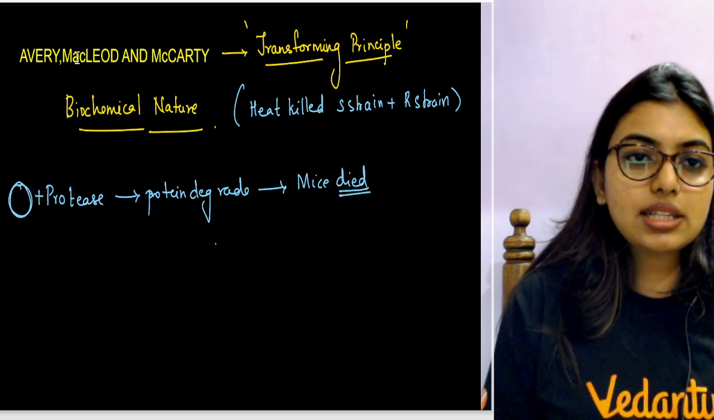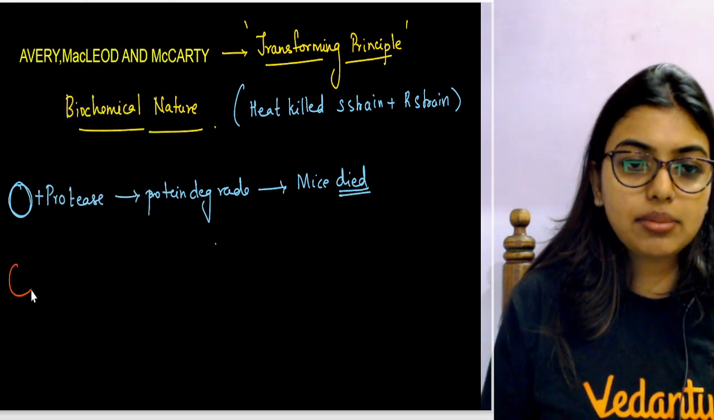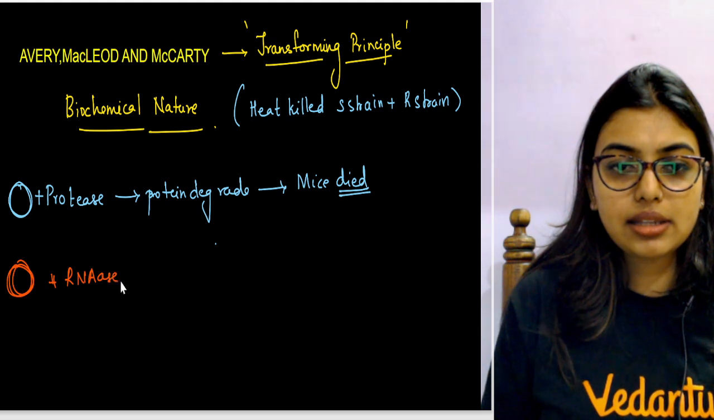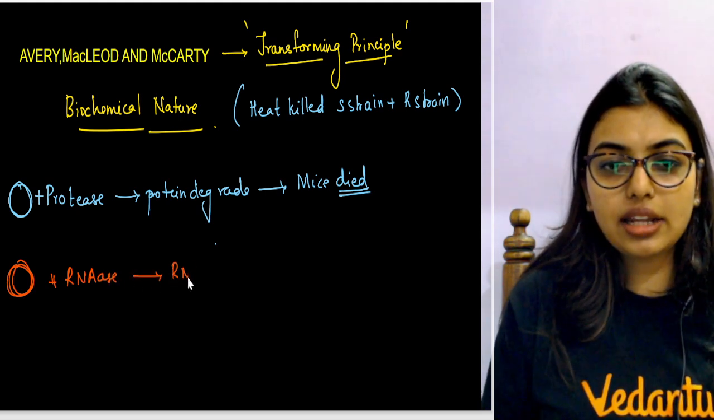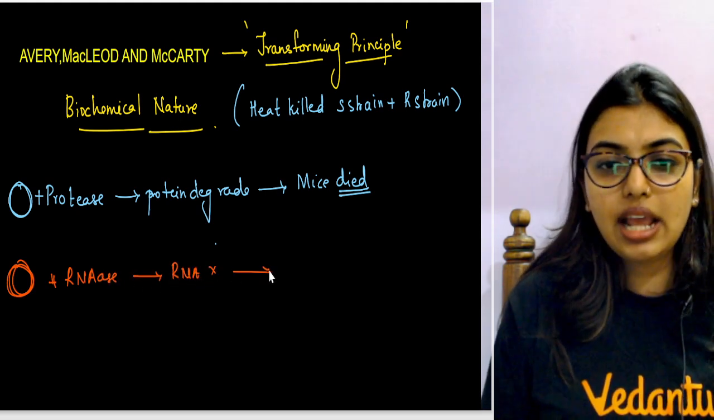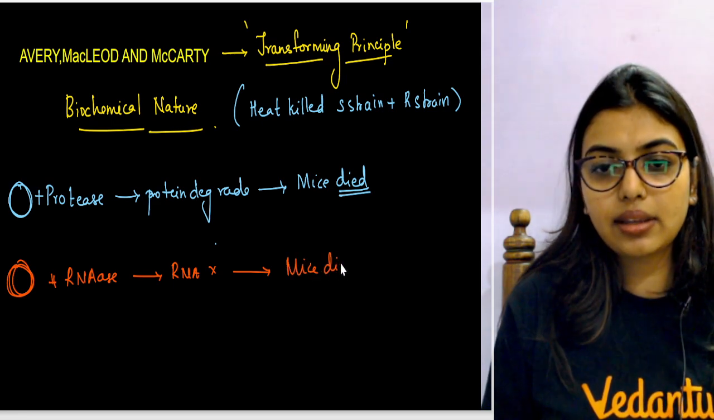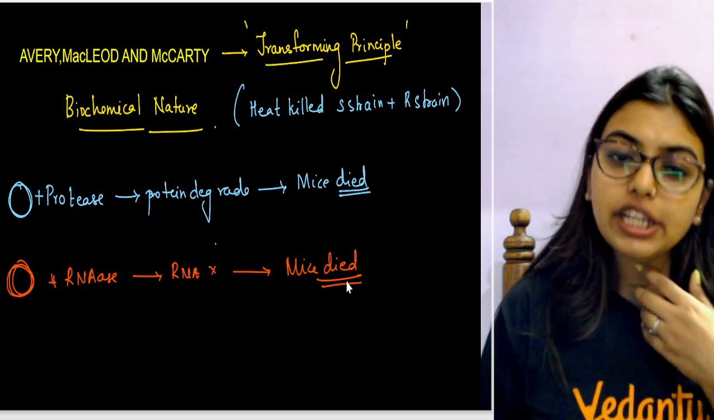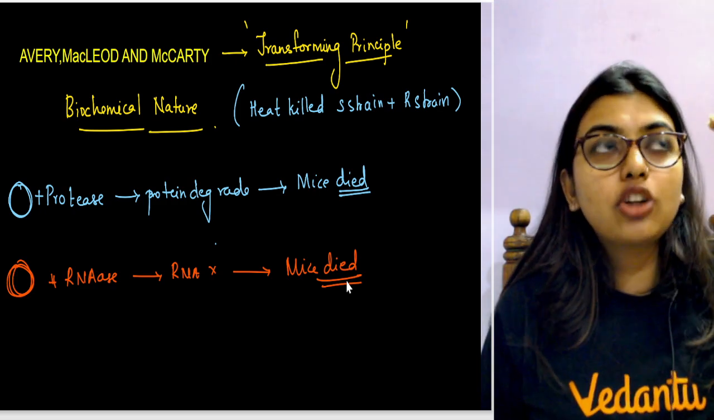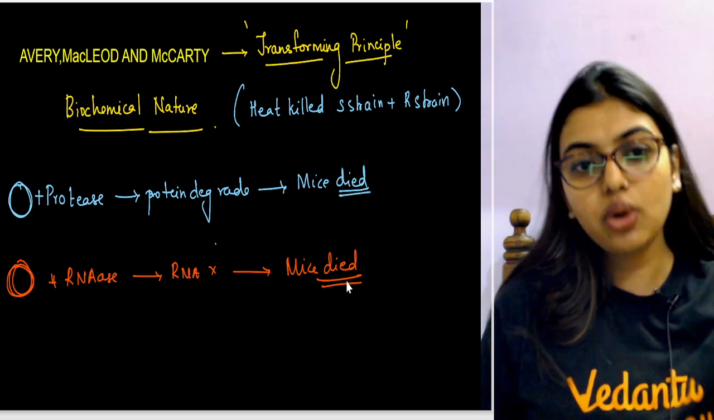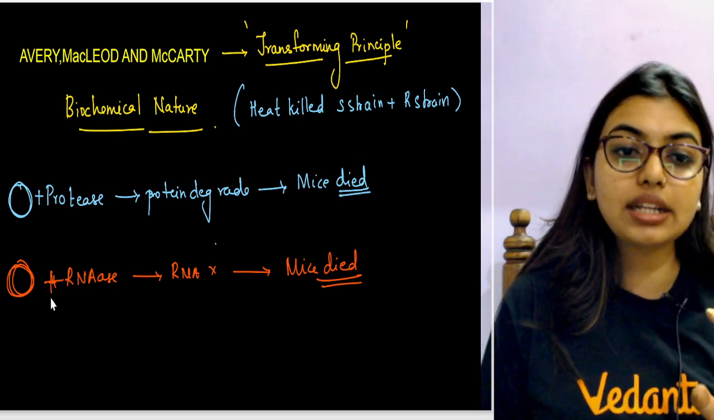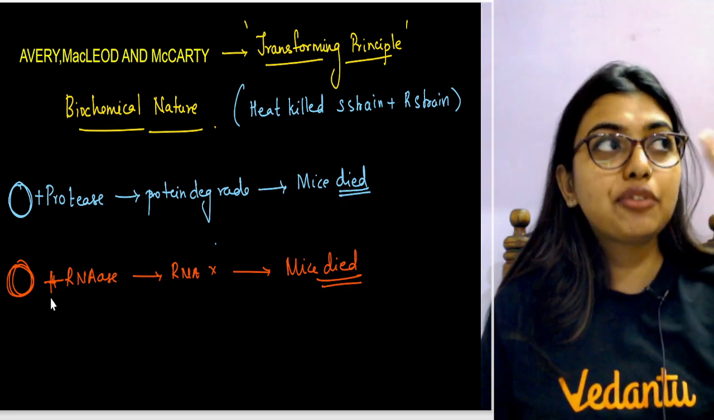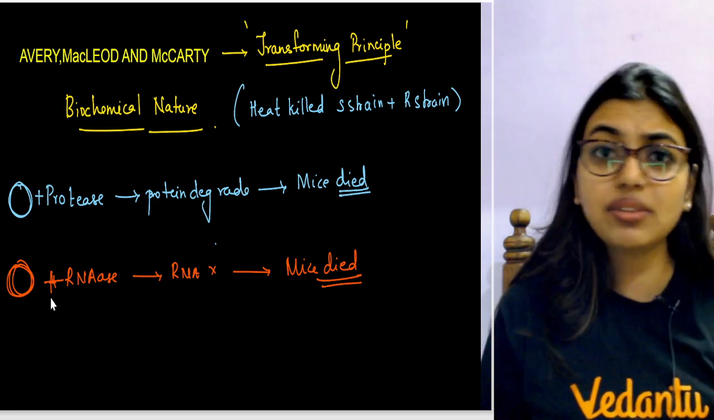Now in the next setup, they took the combination plus RNAase, so the RNA would not be there. RNA got degraded and they noticed that the mice still died. So what are they trying to say? When we added protease, the protein got degraded, so protein is not the thing that got transformed from the S strain to the R strain. Then they added RNAase, which will degrade RNA, and they noticed that even RNA is not the transforming principle. That means from the S strain to the R strain, the RNA is not the one getting transformed.